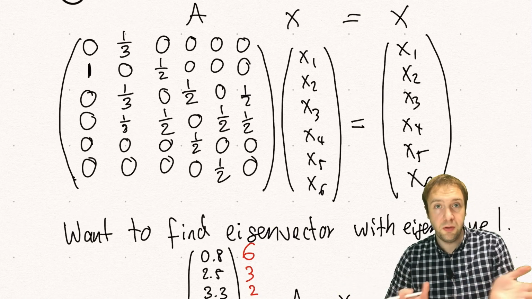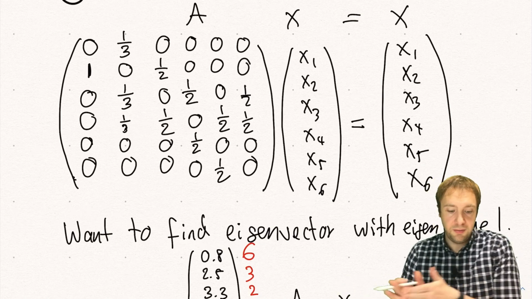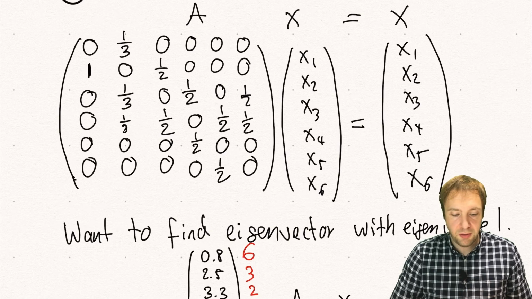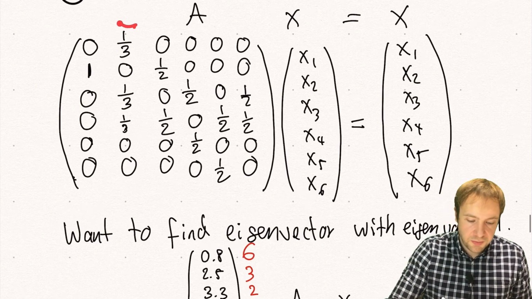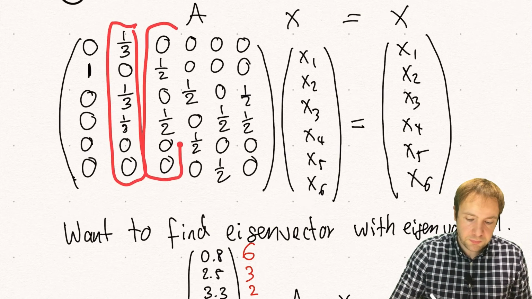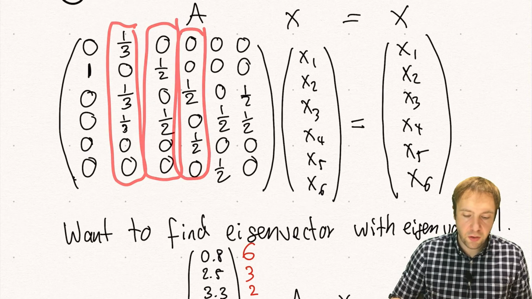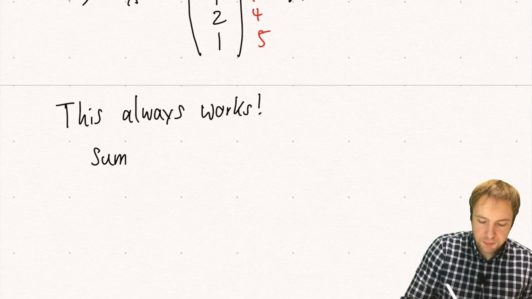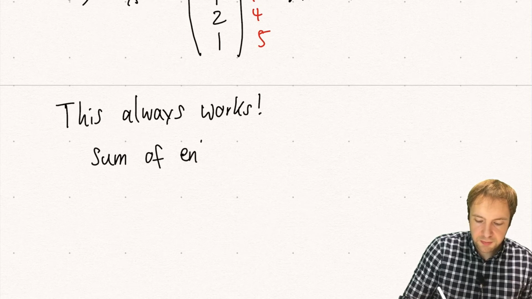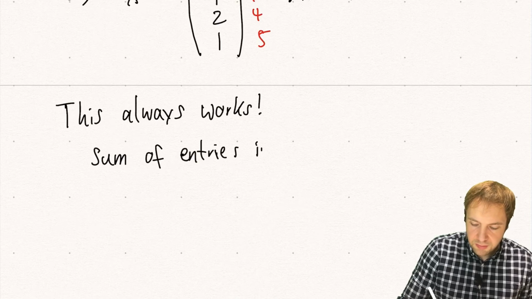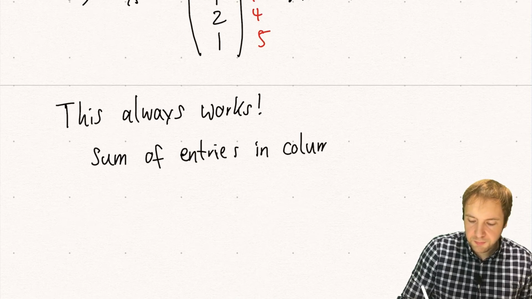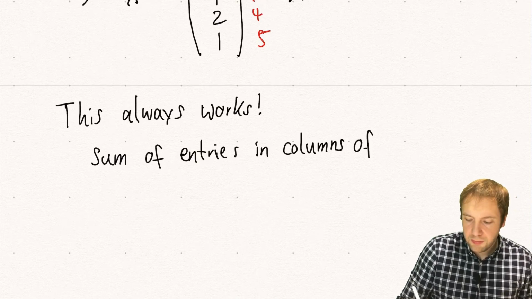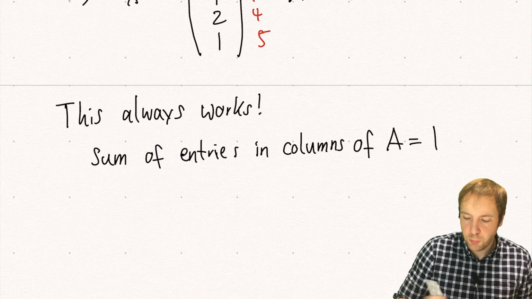So if it sends out a lot of links, then each of these links should count by 1 over the number of links. This just means that the sum of the entries in the columns of A is always 1.